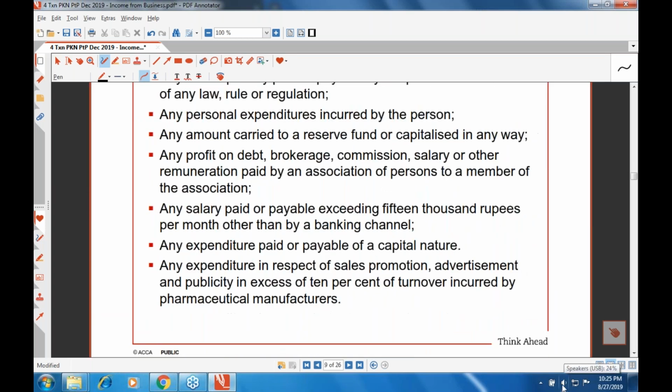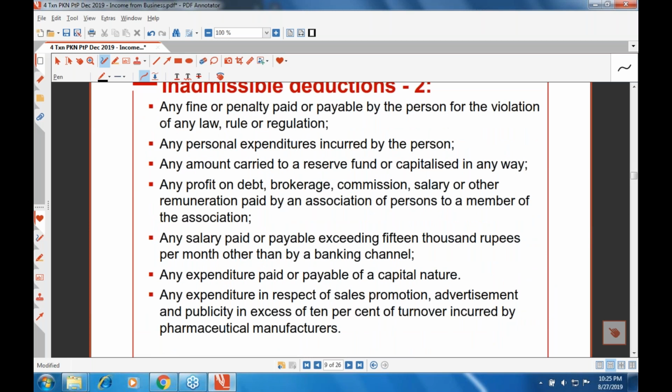Now let's move a bit forward. So it's a repetition here. Then any personal expenditures, that's not claimable. Any amount carried to a reserve fund.